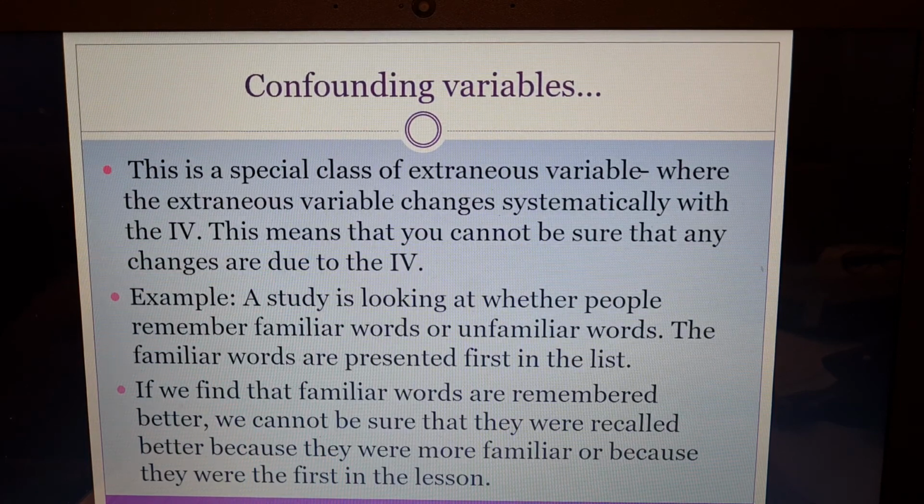This is an example. If we found in that experiment that familiar words were actually better remembered than unfamiliar words, we can't, however, be sure that they were recalled better because they were familiar. It might be that because they were presented first, they were better remembered. So what confounding variables are is to do with the way you conduct your experiment, which could also impact your results, affecting its validity.